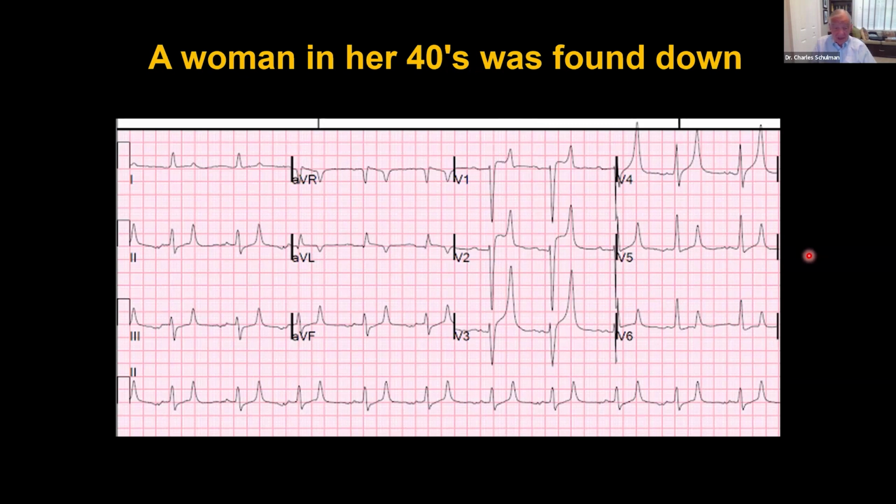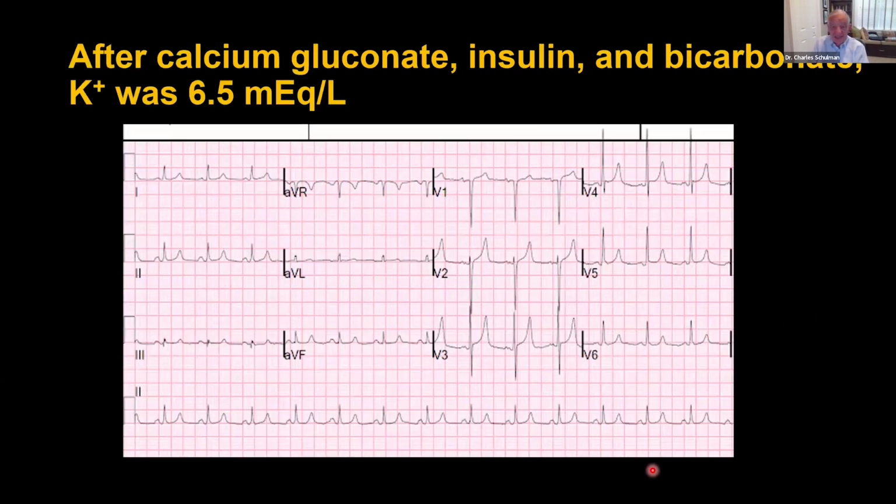Wait a minute. Her K was 8.1. She was given calcium gluconate, insulin, and bicarbonate, and her K is now 6.5. They're much better, but they're still a little pointy.